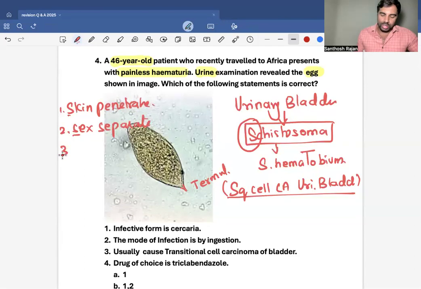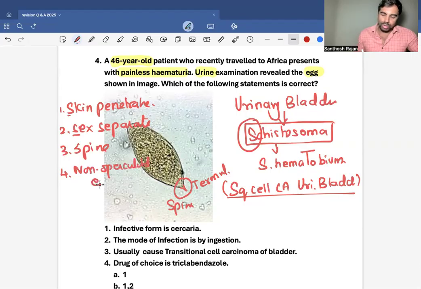Second one, they have spines like this. These are the spines. So another S has come. All S. And always remember, I told you to remember Schistosoma, these are coming under trematodes. In Schistosoma, the egg is non-operculated. All other eggs in trematodes are operculated. So these are a few important points just for this.